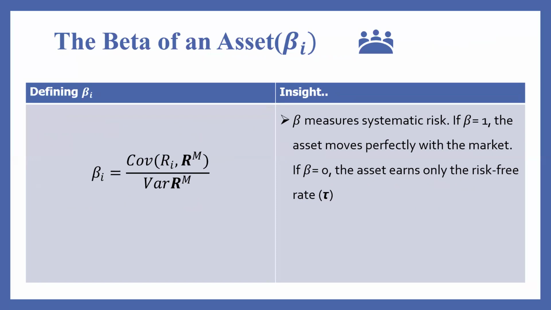The fraction in the previous equation is called beta. Here beta_i is equal to covariance of R_i and R_m divided by variance of R_m. Beta measures systematic risk, or market related risk. Let's interpret it. If beta is equal to 1, this means the asset moves with the market. If beta is greater than 1, the asset is more risky. And if beta is less than 1, the asset is less risky. So beta tells us how sensitive an asset is to market movement.